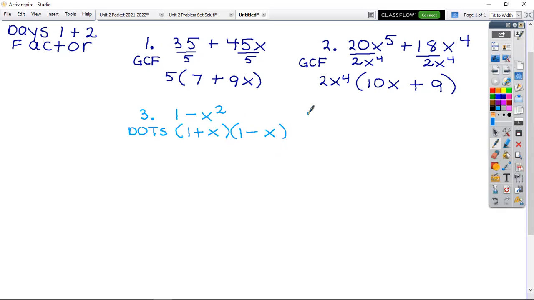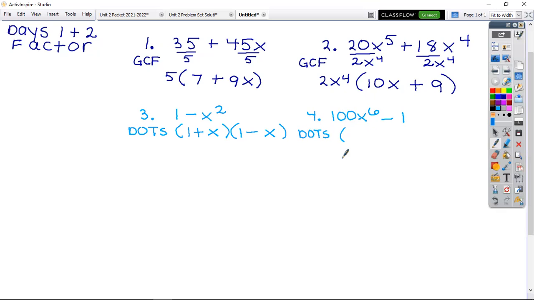Number 4, also pretty quick, just a little bit tougher. So how about this one, 100x to the 6th minus 1. So is this one a GCF or is this one difference of squares? Yep, difference of squares. And write these nice and neat too because they're in the same order as your homework is tonight. So you can kind of refer back to them if you need to.